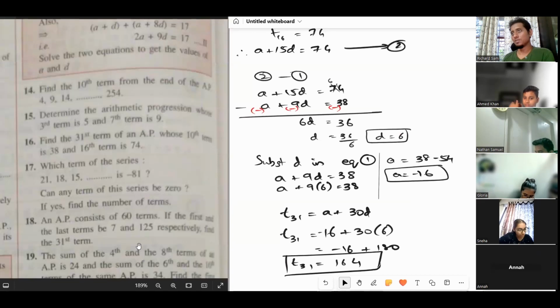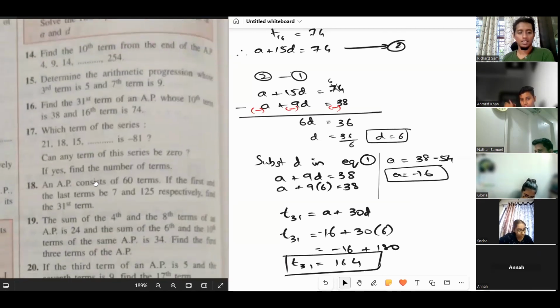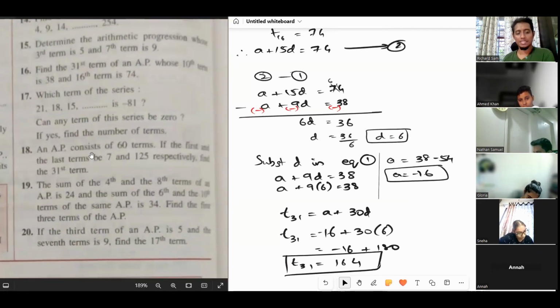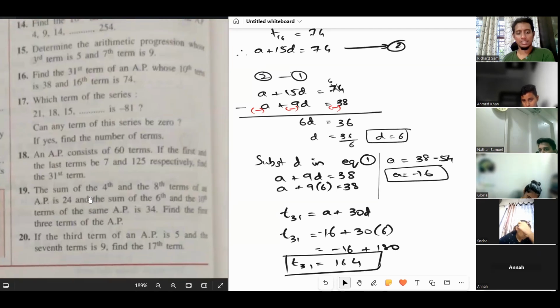See, these are the type of questions that will come now from this. They'll give you simultaneous equations. Look at all these questions after this. Everything is like that. Do this 20th one, same like this. If the third term of an AP is 5 and the 7th term is 9, find the 17th term. They'll give you 2 terms and tell you to find the one term.